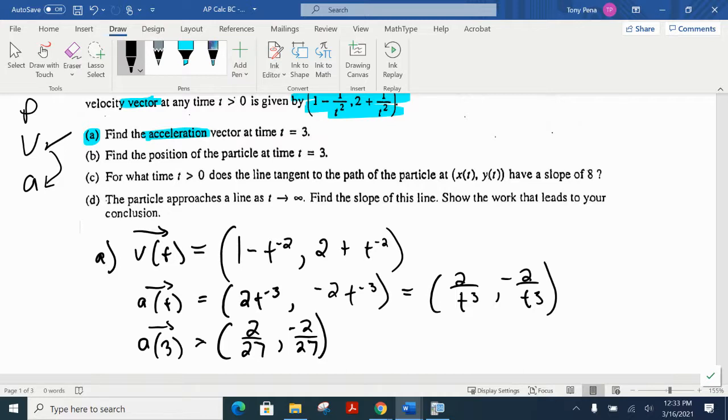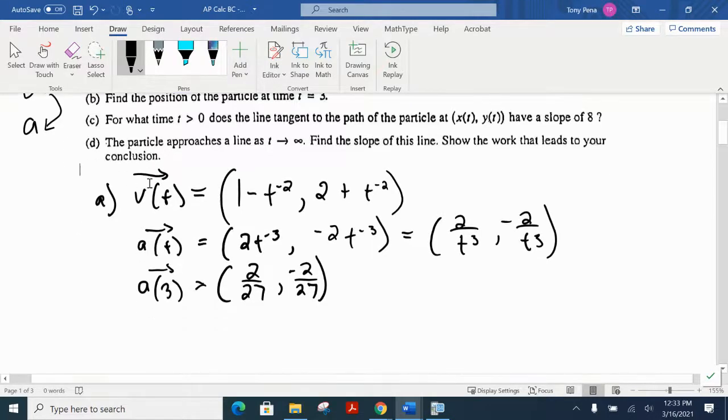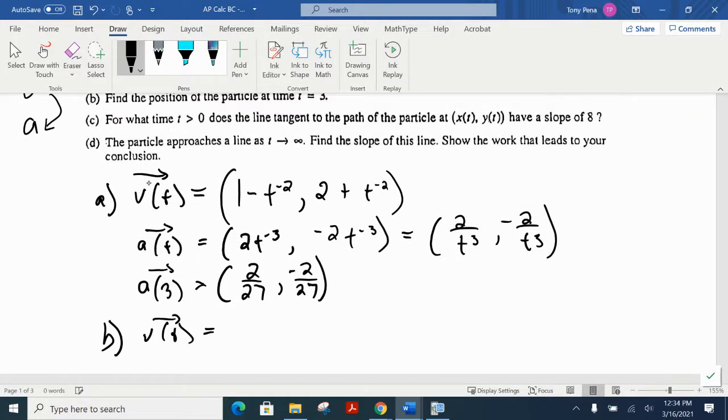B is what we just did. That's kind of why I put this in this packet, because now we can answer all of these questions. They're now asking you to find the position. So it's the exact same thing we did on the previous 2 questions. So if I now write my velocity vector for part B, it was that one. I'm still going to rewrite this with negative powers so that when we do our antiderivative, we don't make any careless sign errors.